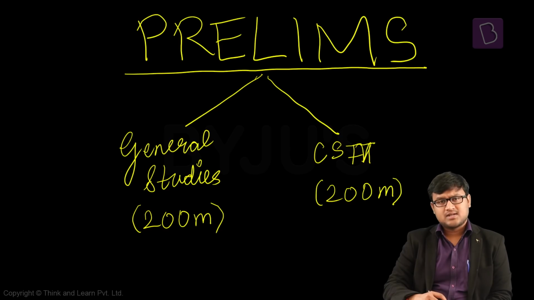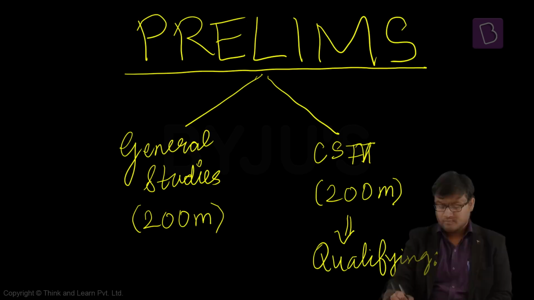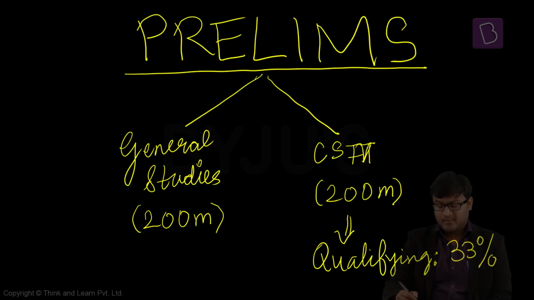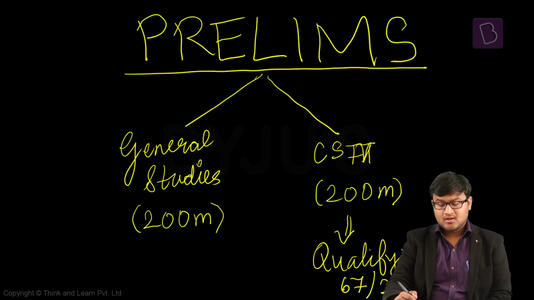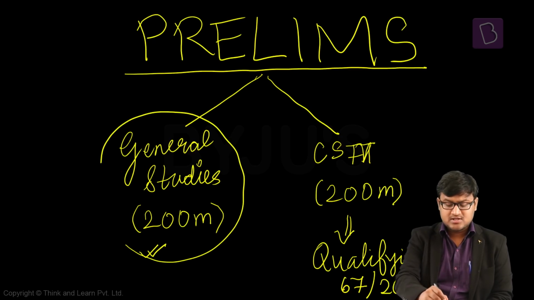In preliminary examination, paper 2, which is CSAT, is of qualifying nature, which means you only need to have 33% marks in this examination to qualify. That is, out of 200, you need to score at least 67 marks for you to qualify the prelim examination. Your merit or your qualification for the mains examination is decided on the basis of paper 1, which is General Studies. Now let us talk about what is there in both of these papers.